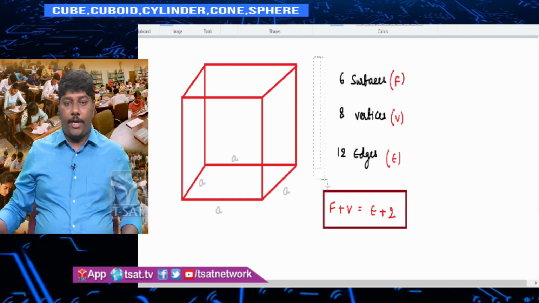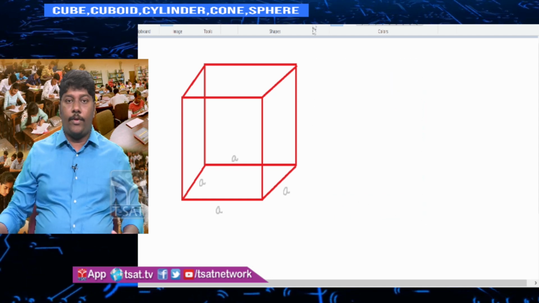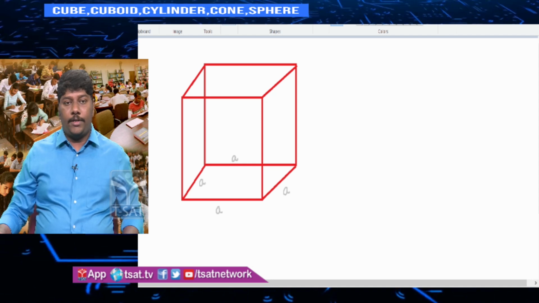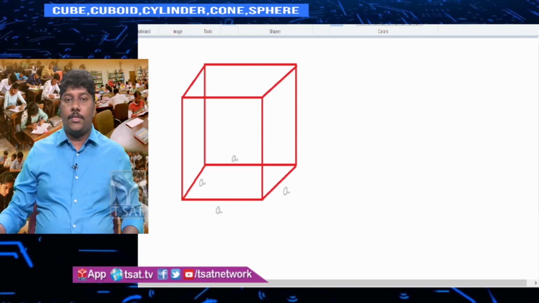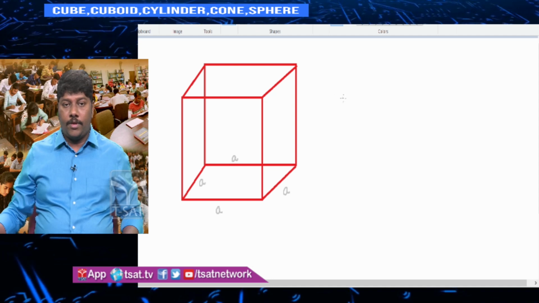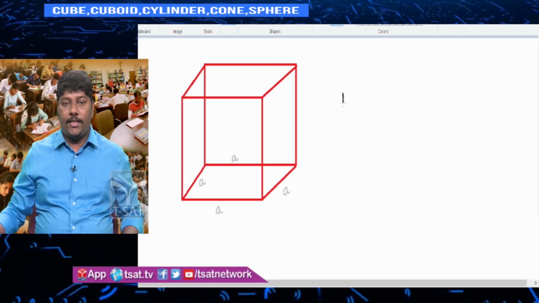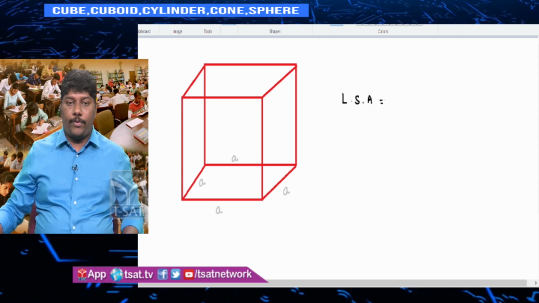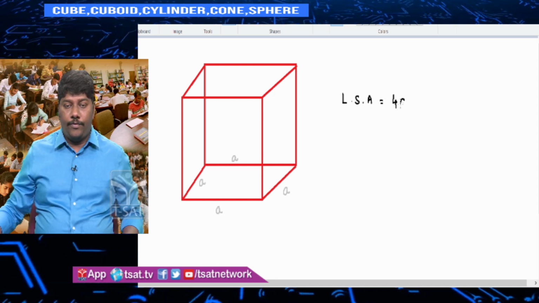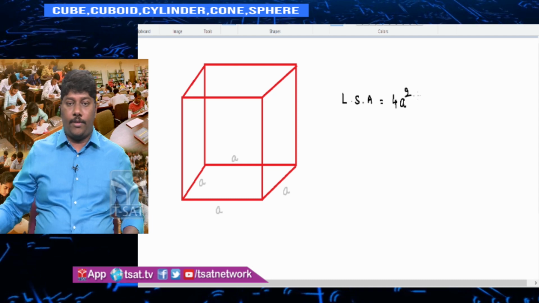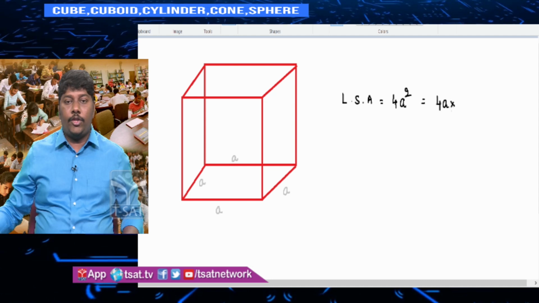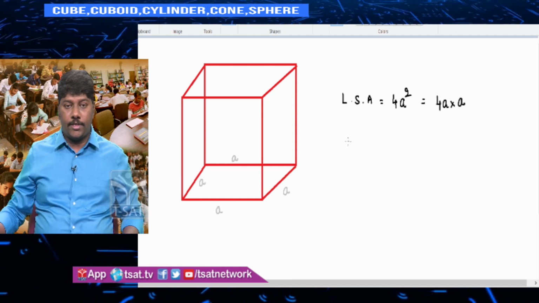Now, we are going to find out the lateral surface area, the total surface area and the volume of this cube. We know a cube is a square prism. So, the lateral surface area is the 4 walls, all 4 of them squares, therefore 4a square. You can also say the base perimeter of a square, 4a, into height. In this way also you will get it.